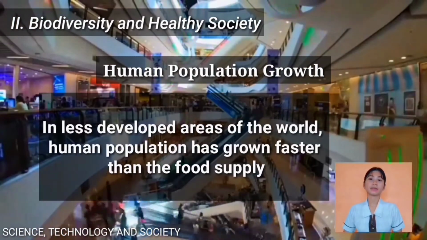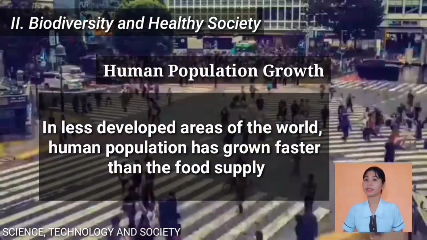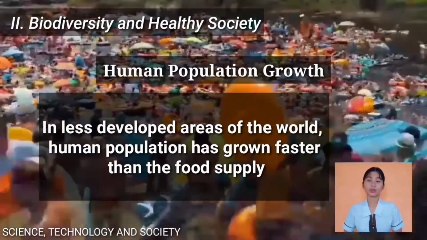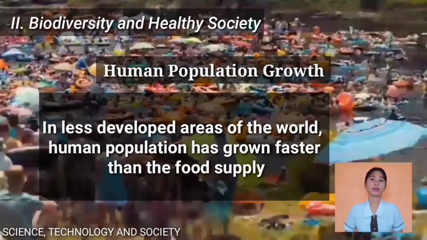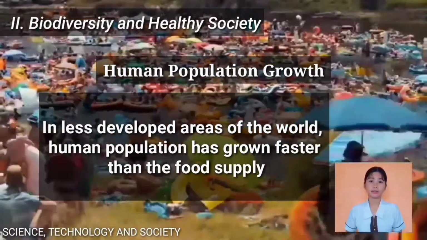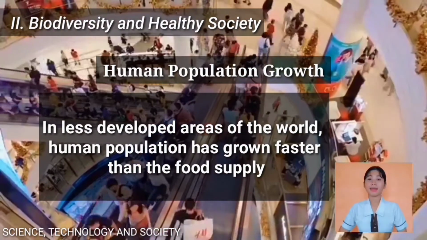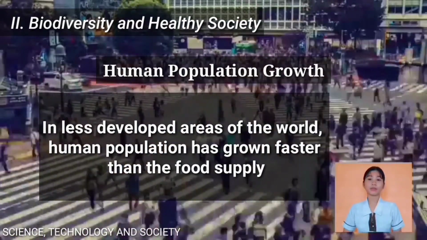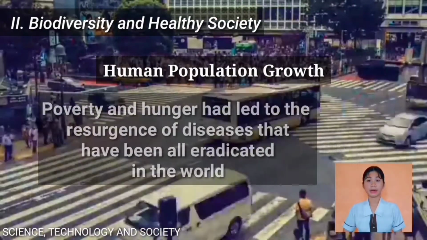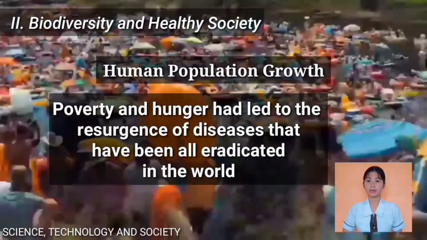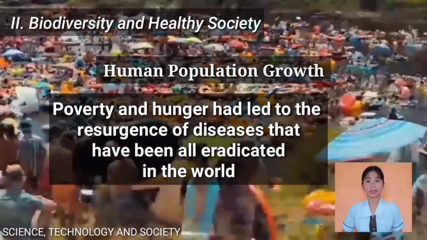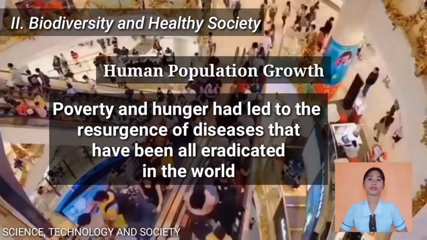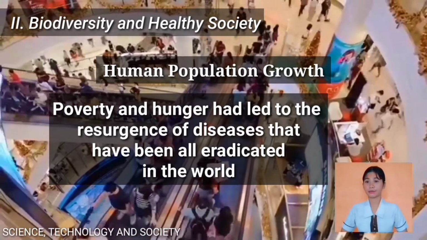In many less developed areas of the world, the human population has grown faster than the food supply, which causes hunger for some people who do not have enough food to eat. The demand is higher than the supply produced. It results in poverty and hunger in the world. These areas have led to resurgences of diseases that had been eradicated in the world, which means people are in need of help to survive and to have food.